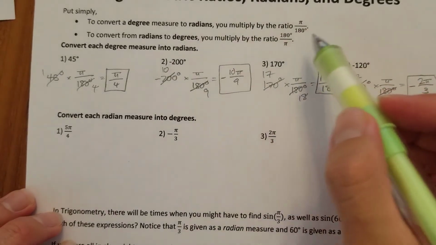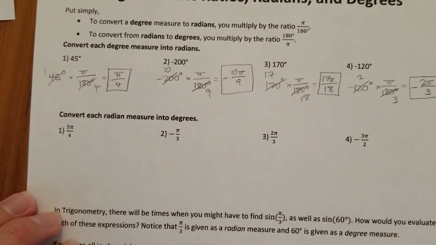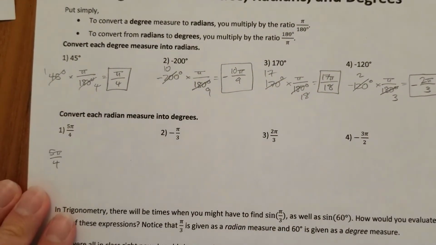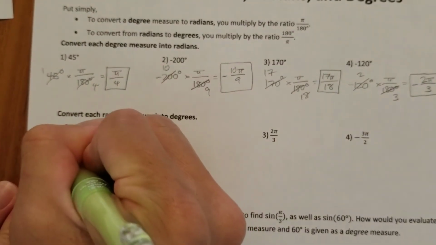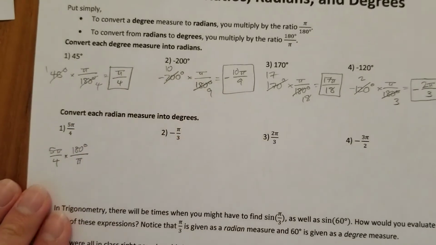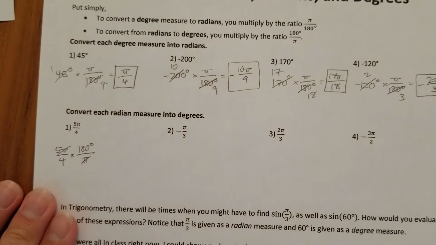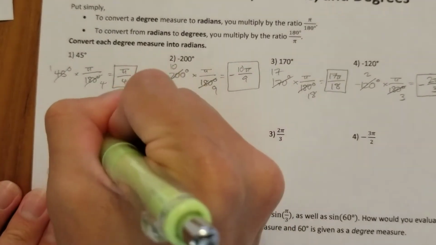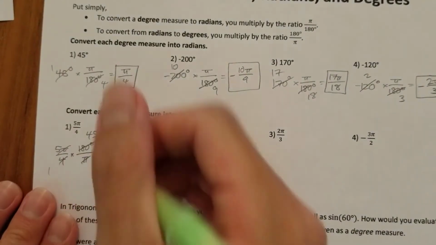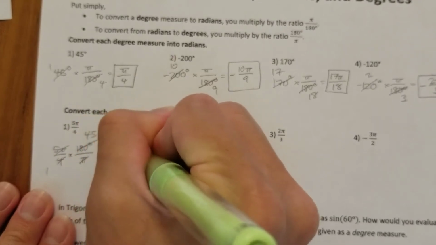We're going to multiply by the ratio 180 divided by pi. We want to get rid of the pi in order to create degrees. So 5 pi divided by 4, and then we're multiplying that by 180 degrees divided by pi radians. If you look at this, the pi's will cancel each other out. I believe 4 goes into 180 nicely. This is 45. So we take 5 times 45 and then divide it by 1. So that's going to be 225 degrees.